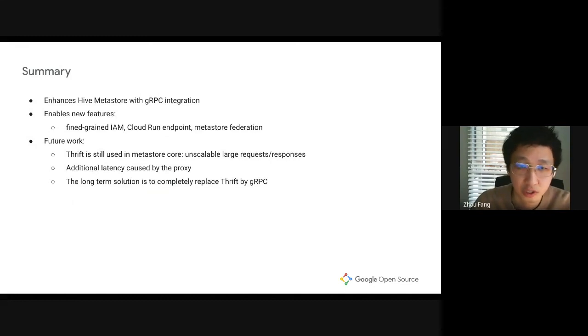And in the future, there is actually still a long way to go, because Thrift is still used in the Metastore core. We only built a proxy now. So the communication between the proxy and the server is still unscalable for huge requests, and the proxy itself introduces additional latency. So the long-term solution is still to completely replace Thrift with gRPC. That's all I have.